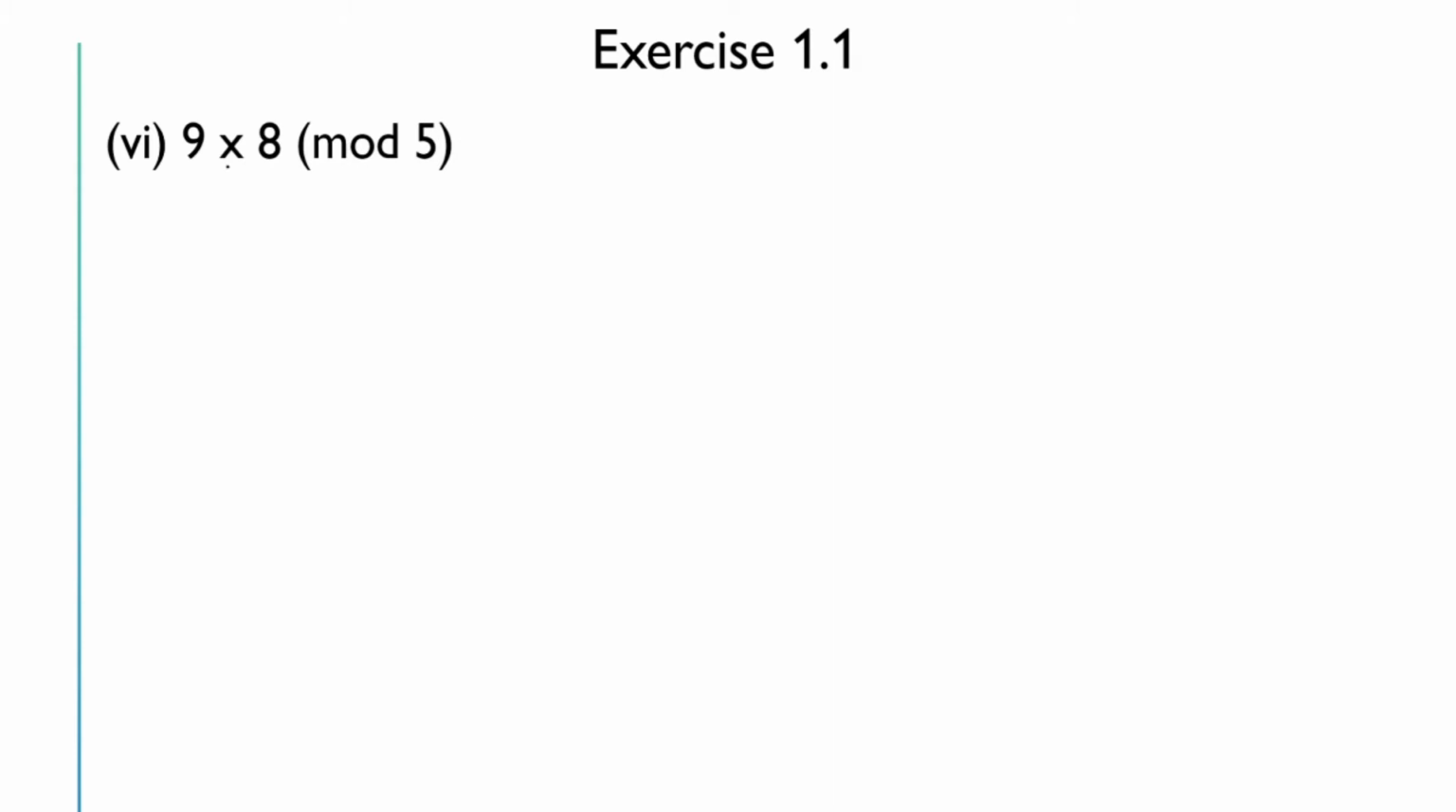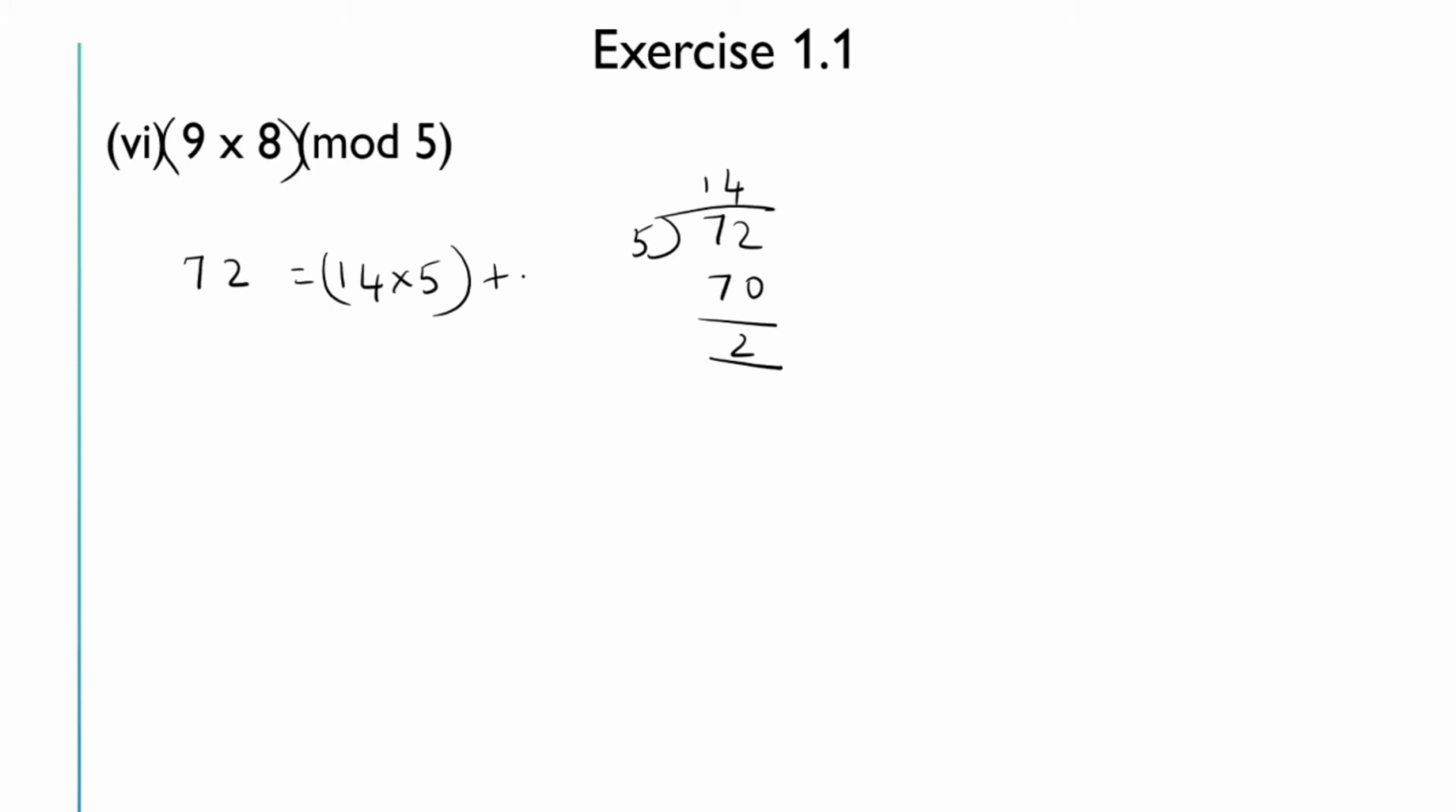The next question is 9 into 8 mod 5. Here 8 nines are 72. 72 when we divide by 5, we get the remainder 2. This is very simple. First 14 5s are 70. So here 72 is equal to 14 into 5 plus 2. So 9 into 8 mod 5 is equal to 2. That is, when we divide this 9 into 8 by 5, we get the remainder 2.